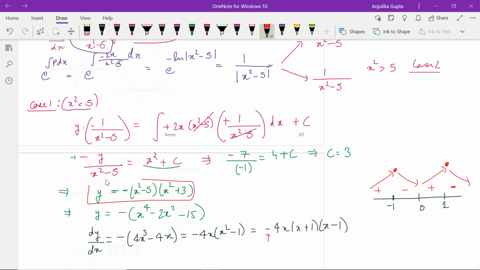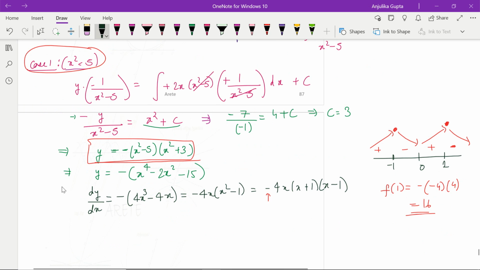Okay, and you can see the function you got is an even function. So at both the points you will get the same function value. And 1 is here in this case, right? 1 is here, 1 square is less than 5. So the max value you are going to get is at 1. And what is f of 1? Just plug in here. You get minus of minus 4, and then this would be 1 square plus 3, that's also 4, that's 16. So your max value looks like to be 16, but then you have to also look for the case number 2.